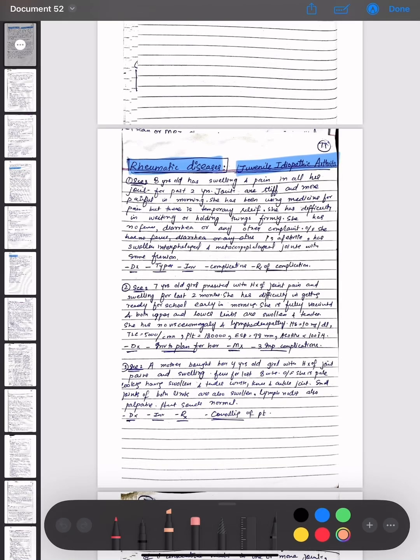So we are going to start the rheumatic diseases and we will discuss the two important rheumatic diseases, that is juvenile idiopathic arthritis and Henoch-Schönlein Purpura.